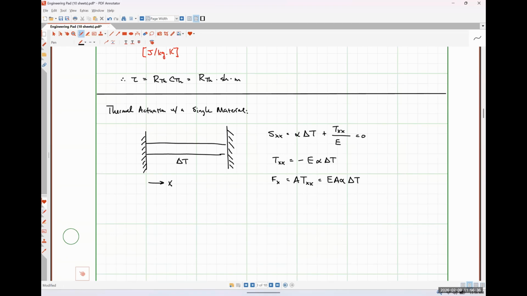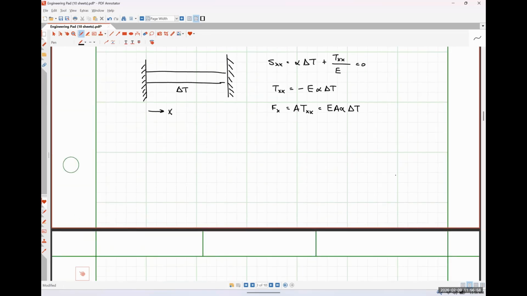Right? But what if we need a large displacement with a thermal actuator? So this is one of my favorite things I've ever seen in MEMS. It's really, really interesting to me. We're going to do geometric amplification. Okay. So let's consider if we had a chevron actuator.